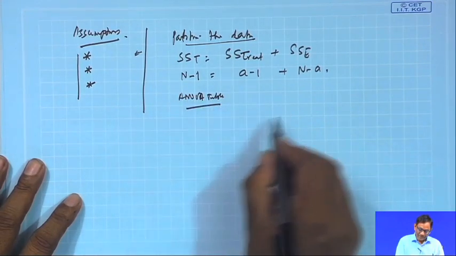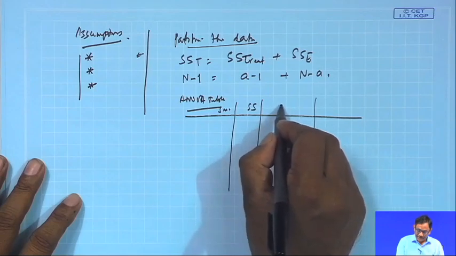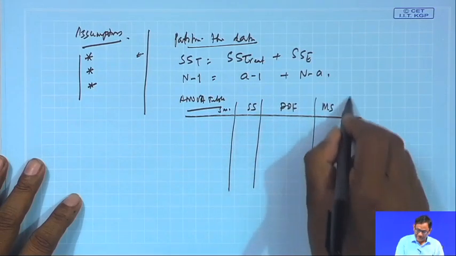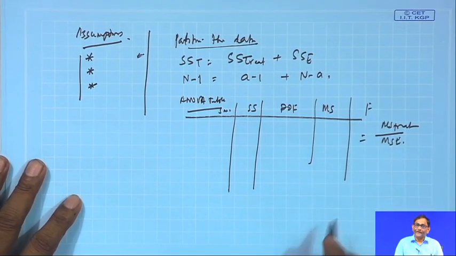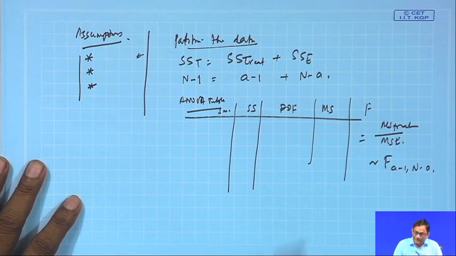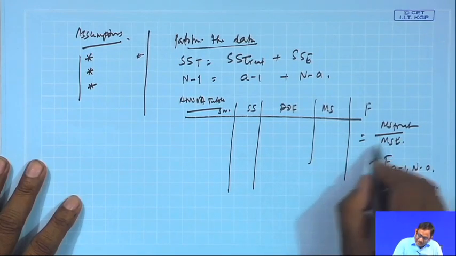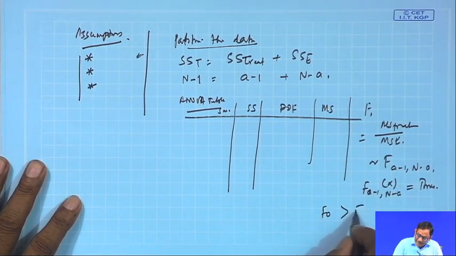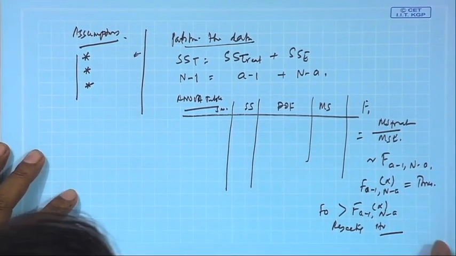Then you develop the ANOVA table. In the table, the sources of variation are listed, then you compute SS, then degrees of freedom, then MS, then F equals MS treatment by MS error. This quantity follows the F distribution with a minus 1 and n minus a degrees of freedom. You find the threshold value at alpha. If the computed F0 is greater than the threshold value, then you reject the null hypothesis H0.